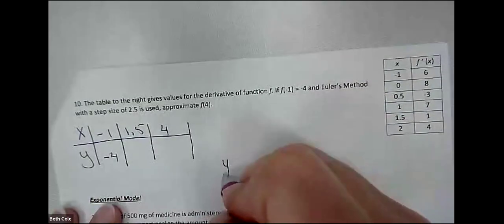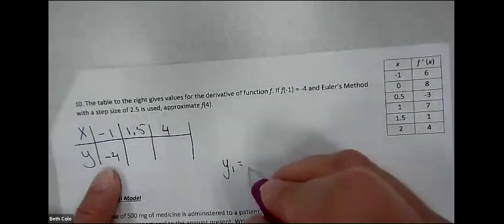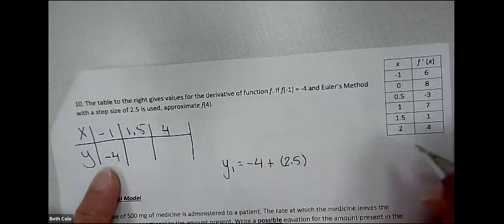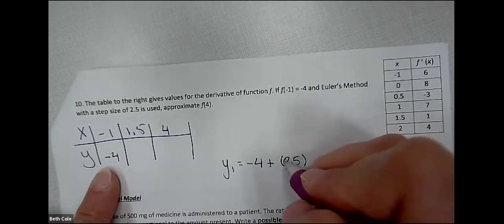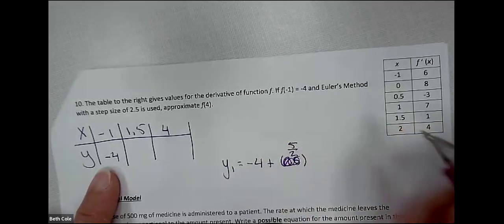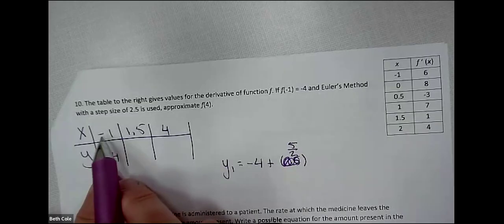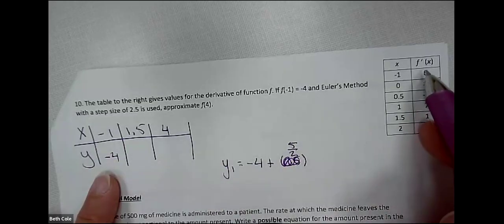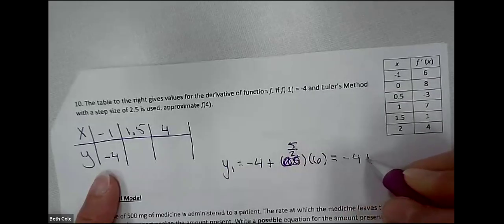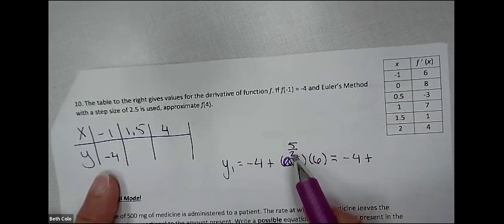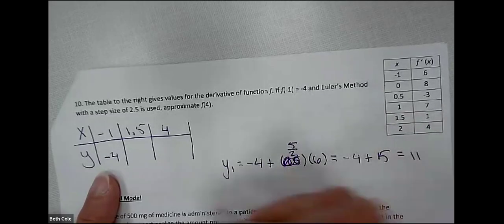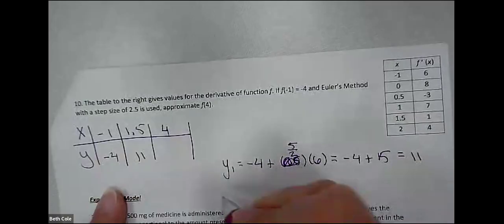All right, so let's go ahead and start here. We're going to start with -4 plus our step size, which is 2.5. I'm already regretting that. I probably want that as a fraction. 5 halves, and then times the derivative at the previous point. So when x is -1, our derivative is 6. So that's going to give us -4 plus 6 divided by 2 is 3. 3 times 5 is 15. So that gives us 11 right there.